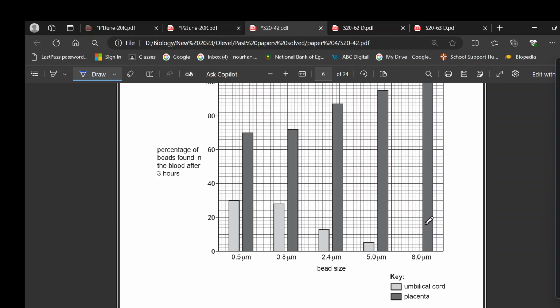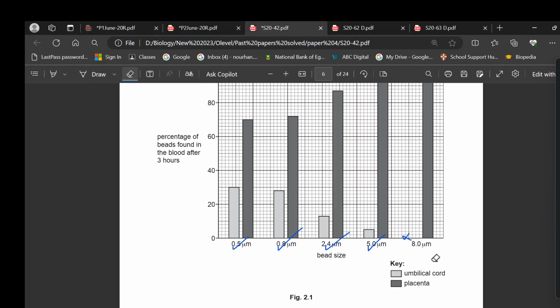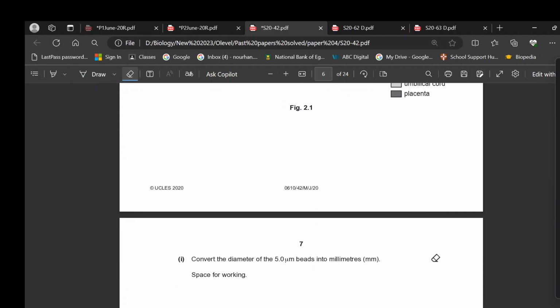But what about 8 micrometers? No, it cannot pass. It's too big. When you injected the beads of 8 micrometers, they cannot be found in the umbilical cord. This means that it's too big to pass. Okay, let's see the results for the investigation.